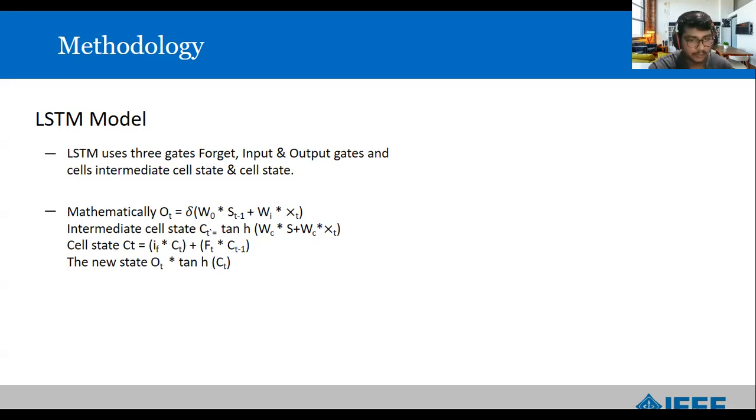The input gate uses the second sigmoid function and the first tanh activation function to take the decision of which information should be saved in the cell state and which one should be removed. The rest of the terms are shown in the slide.